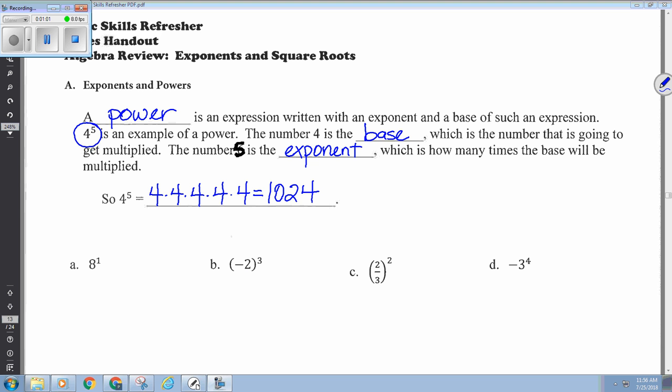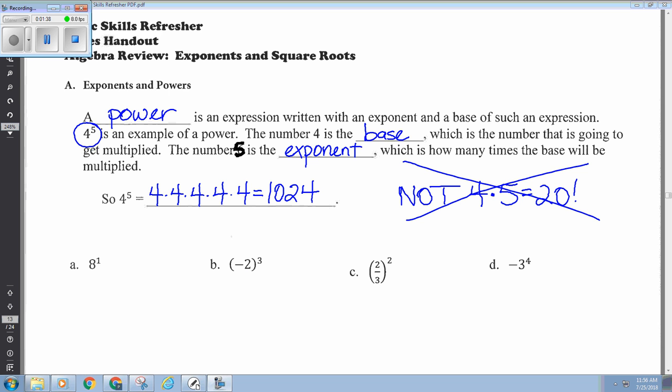Now, the most common mistake that's made with exponents is that many students confuse that with just multiplying those two values. So 4 to the 5th power does not mean 4 times 5. That is not what that means. 4 to the 5th power means take the 4 and multiply it 5 times, not take 4 and multiply times 5. So it's a very easy mistake, so take time to correct it.